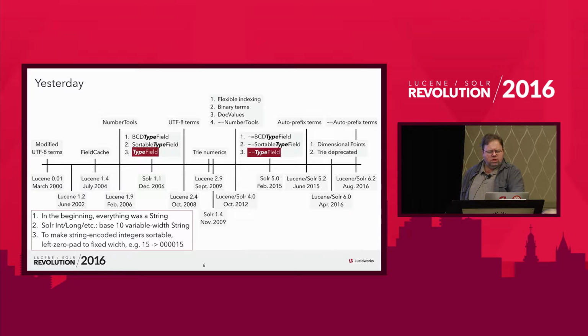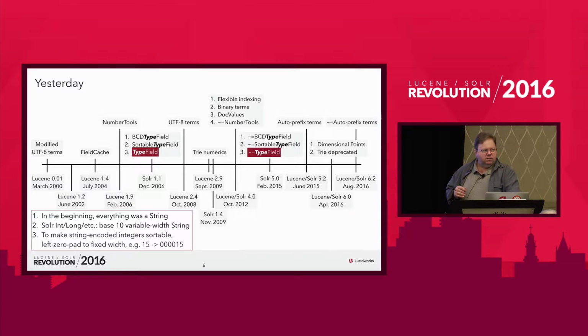Initially, then, since everything was a string, if you wanted to represent numbers, the standard thing to do was just use the base 10 serialization of numbers. That thing that I have there in Solr 1.1, from the beginning, there were several different number types, or at least my experience of Solr. I don't know about before it was released at the ASF. Int field, float field, that sort of thing, was just base 10 string serialization of numbers. So you get a variable width string.